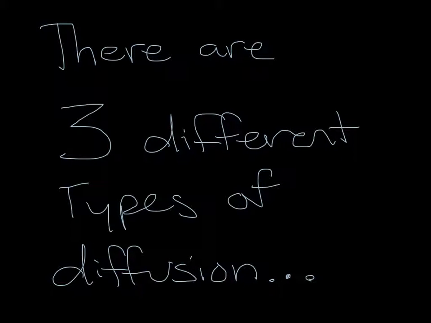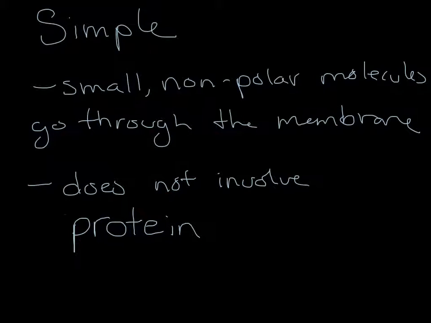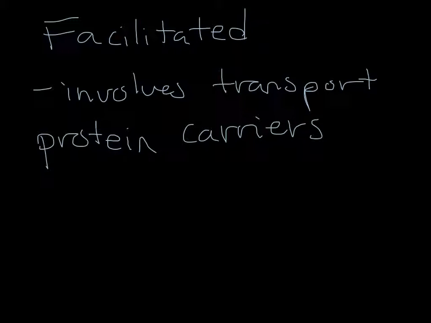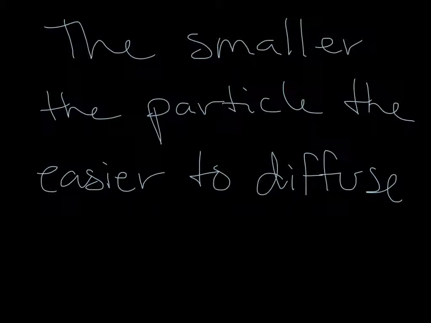There are 3 different types of diffusion. Simple diffusion is when a small non-polar molecule goes through the membrane, and this does not involve proteins. Channel diffusion involves a protein going through the membrane. Facilitated diffusion involves the transport of protein carriers through the membrane. Lastly, the smaller the particle, the easier it is to diffuse or go inside the membrane. What?